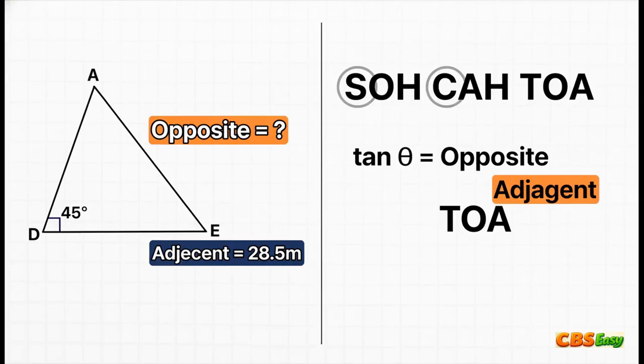Step 3 is all about strategy, picking the right trig ratio. So, look at our triangle ADE. We need to find the side opposite our angle, which is AE, and we already know the side adjacent to our angle, DE. So, which ratio connects opposite and adjacent? Come on, you know this. SOHCAHTOA. That's right, it's tangent. So we're going to use tan theta.